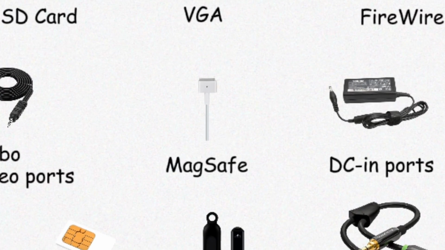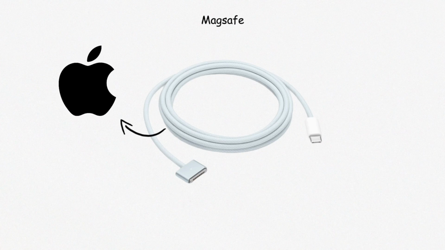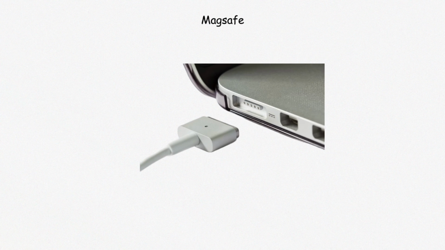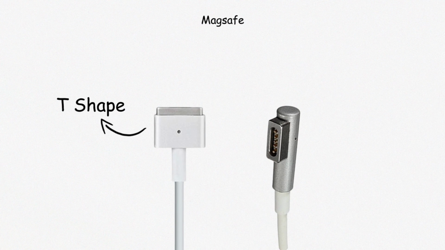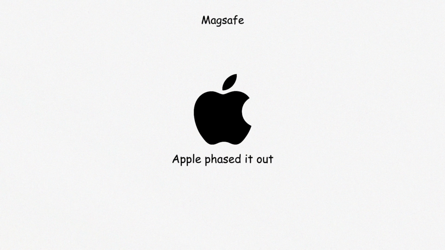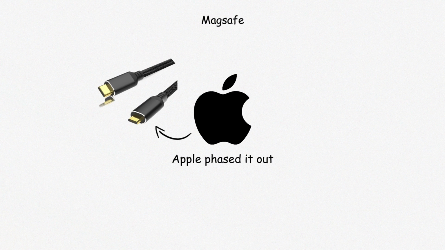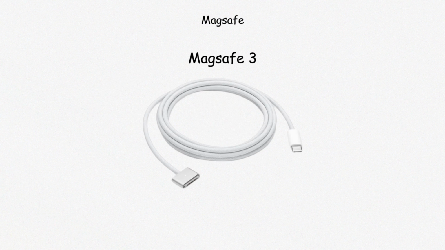MagSafe is a magnetic power connector originally developed by Apple. It snaps into place for charging and disconnects safely if pulled, preventing a laptop from being dragged off a desk. The original MagSafe used a T-shaped or L-shaped magnetic connector. Apple phased it out in favor of USB-C charging, but later reintroduced a new version called MagSafe 3 for modern MacBooks. MagSafe provides dedicated charging, leaving USB-C ports free for data and video.